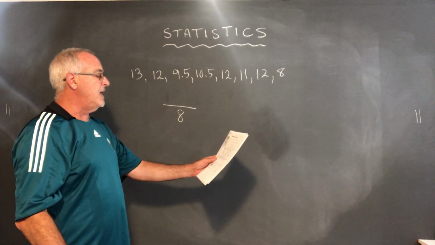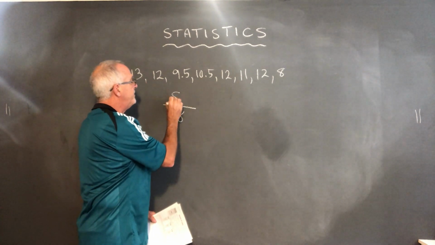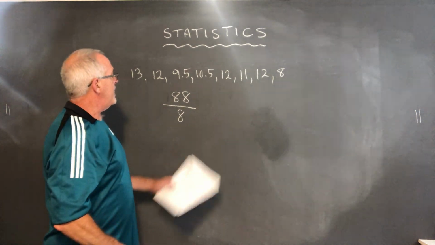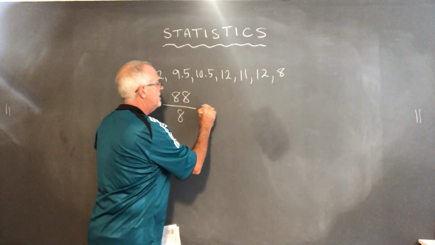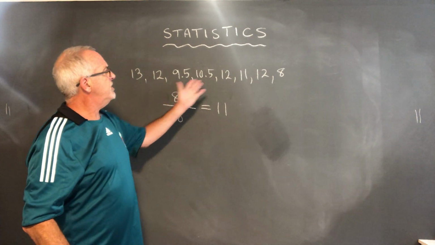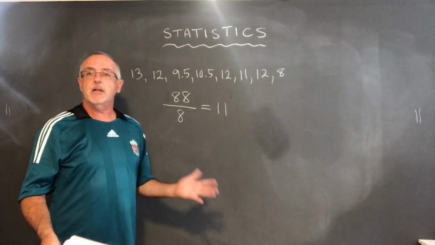So this is the 8 shoe sizes, and the total of these 8 numbers is 88. Correct me if I'm wrong, I'm not going to double check. And then 88 divided by 8 is 11. So the average shoe size of these 8 students is 11. It is really that simple.